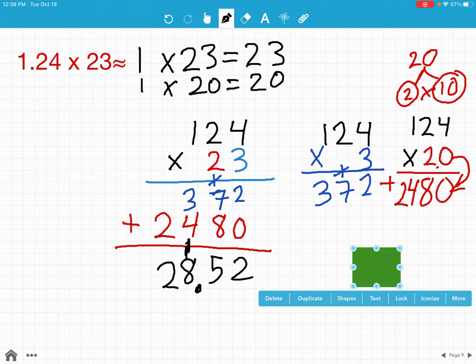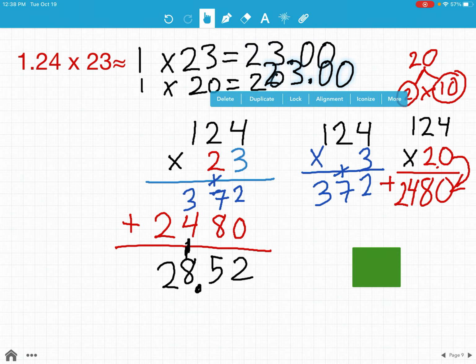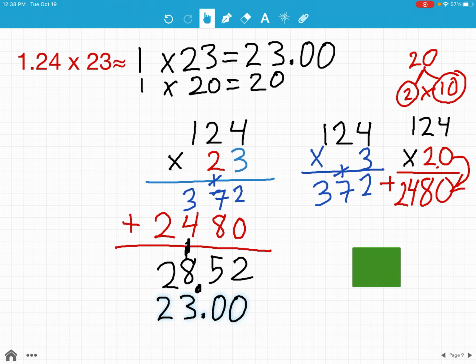I've also said in class that we can pretend that we know that there's going to be 2 more place values for our hundredths here. So if we look at that number, 23 and 0 hundredths, and compare it to this, we can see where the decimal goes.